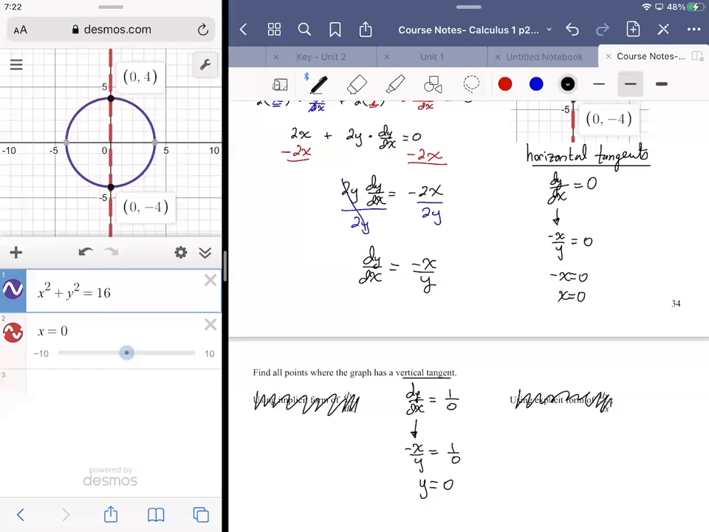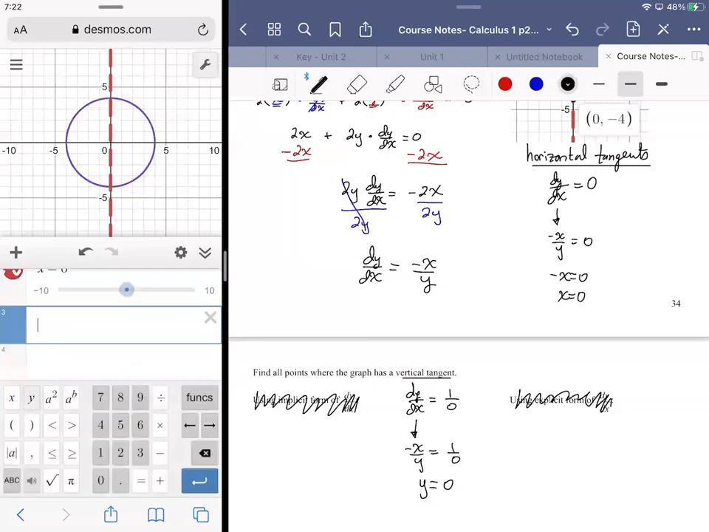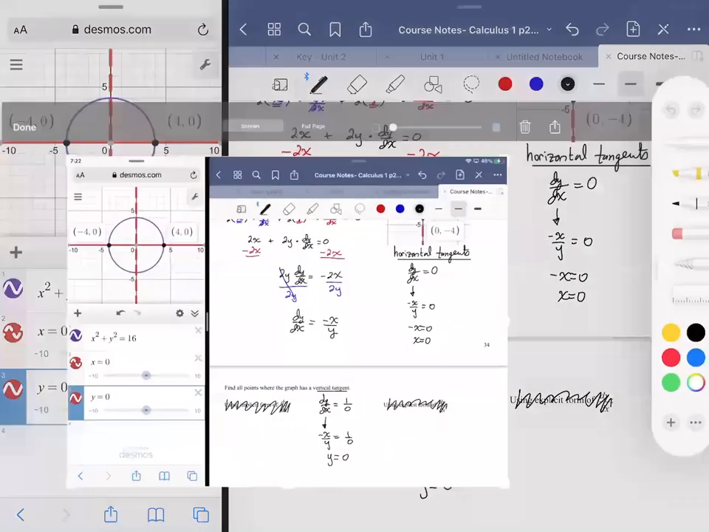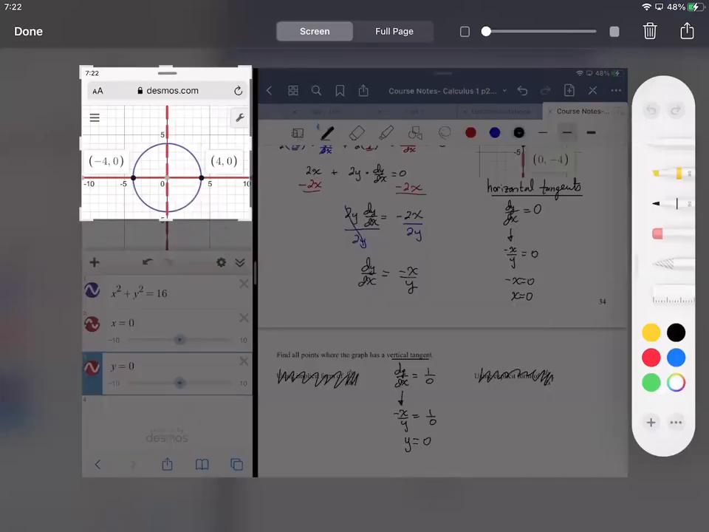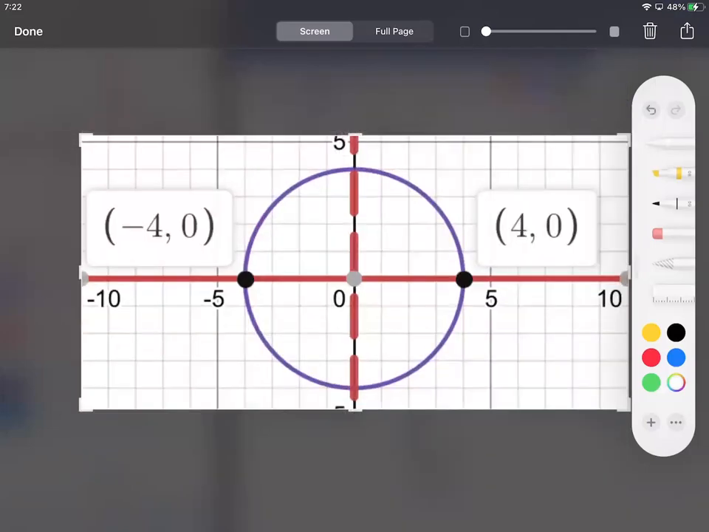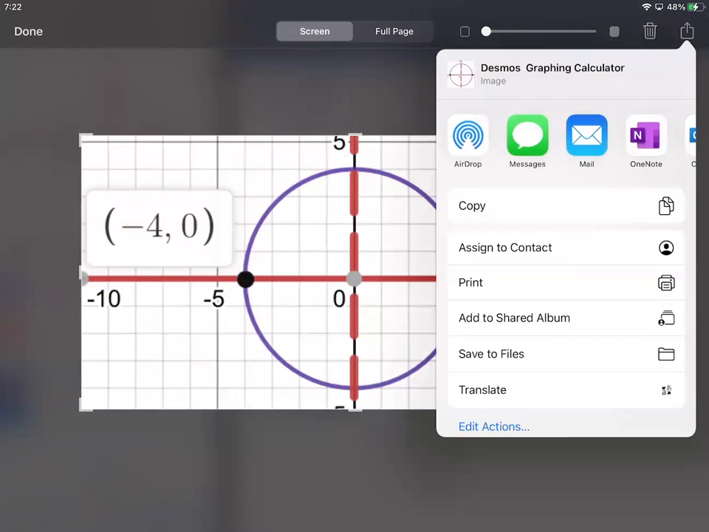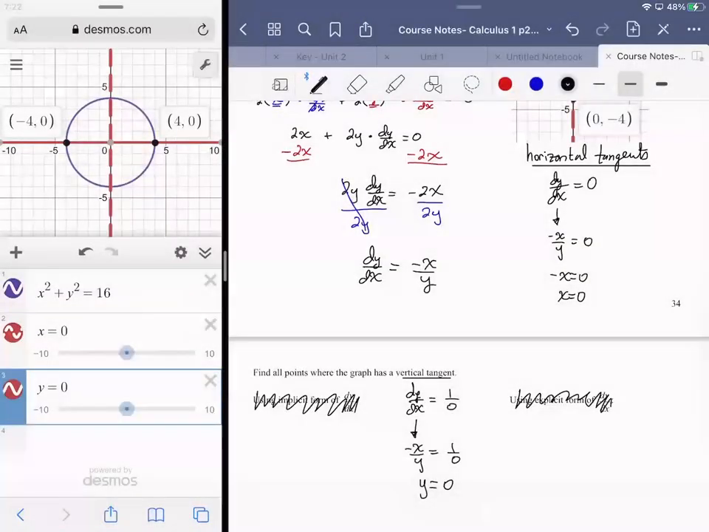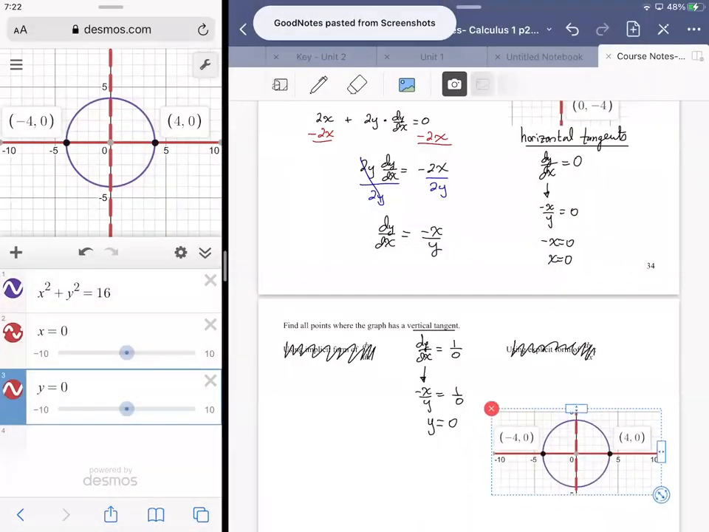So then I would look at my graph and see where y is equal to 0. That happens here and here. And so now we know that at (4, 0) and (negative 4, 0), we have vertical tangents. The only way that you could draw a line there that would be tangent to the curve is if it were a vertical line passing through those points.